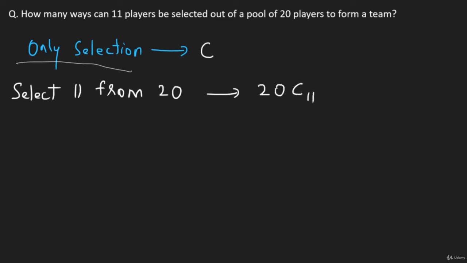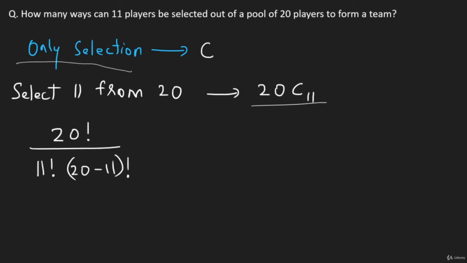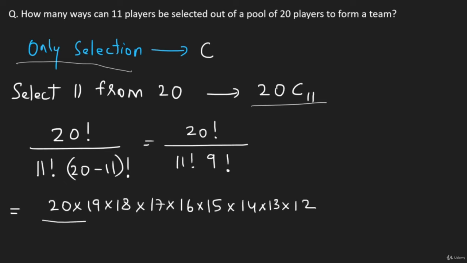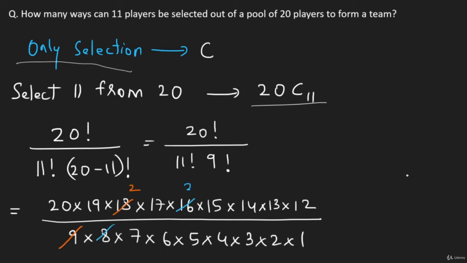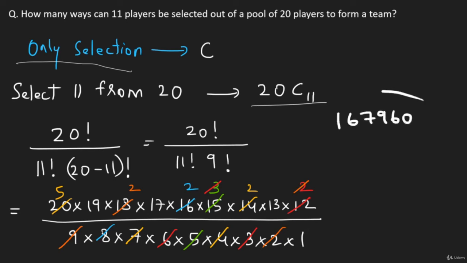And we know nCr is equal to n factorial by r factorial into (n minus r) factorial. So 20C11 is equal to 20 factorial divided by 11 factorial into (20 minus 11) factorial, which is equal to 20 factorial by 11 factorial into 9 factorial. And you can simplify this in this manner. 20 up to 12 is multiplied in the numerator and 9 factorial is in the denominator. If you simplify this, you will get the answer as 167960.